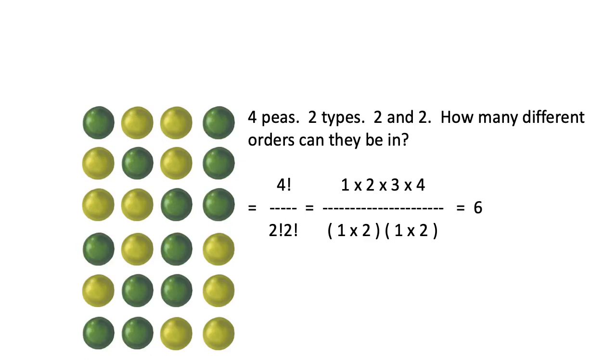In this case, there are 4 peas, so the numerator of the fraction has to be 4 factorial. Now, we're looking at 2 yellow peas, so that's 2 factorial in the denominator, and 2 green peas, so that's another 2 factorial in the denominator. If you do the math of all the factorials, the answer is 6. And if you look at the diagram, there are 6 possible combinations of 2 and 2 peas.